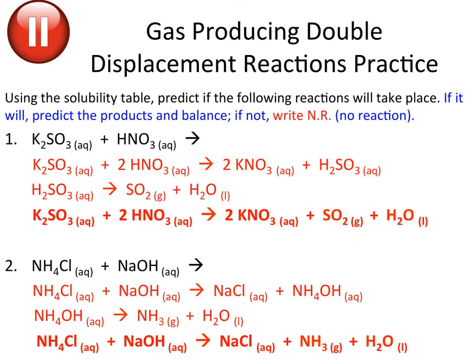Same thing with the one at the bottom here. We have ammonium chloride reacting with sodium hydroxide. And again, we produce these two products that are aqueous. And again, we might be quick to dismiss it, but we see we have NH4OH. We know that this breaks down into ammonia gas and water, and so we can substitute that in and come up with our final equation at the bottom.